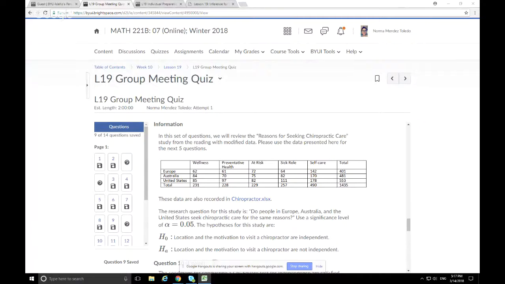So we have to put these into the... Oh, I forget that you're screen sharing. The wellness, preventative health, and at risk. Wellness, preventative, and at risk. Sick soul and self-care. We put all of that into the chi-squared test. Okay.